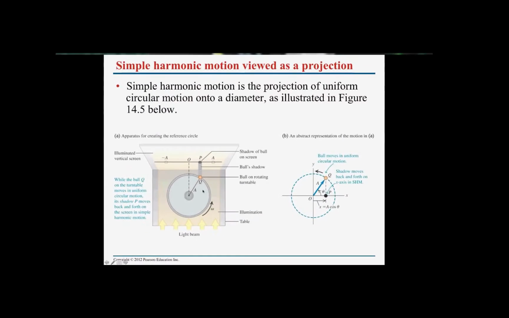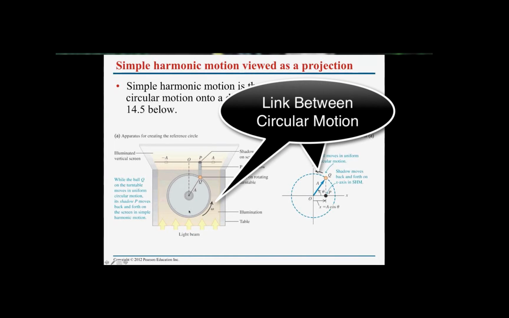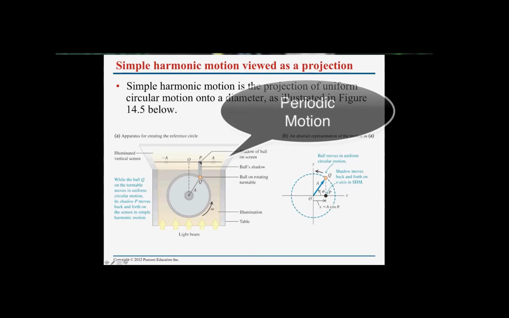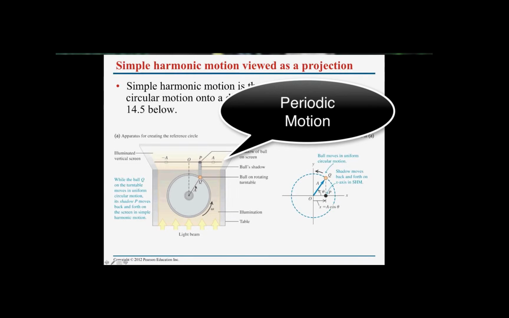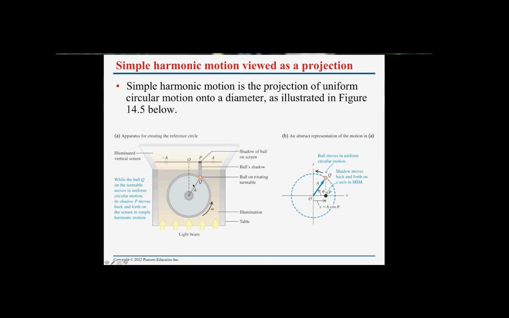So this is an experiment people did to show the overall relationship between circular motion, rotational motion, and the periodic movement. What they did is they took a turntable, they put a rubber ball on the turntable, super glued it there. And they put a light source down here, and when they shine the light, what happens is you create a shadow.